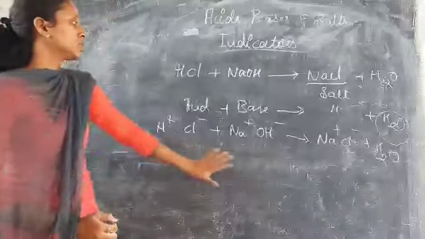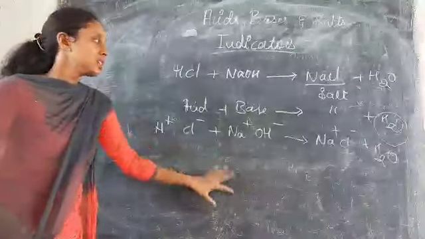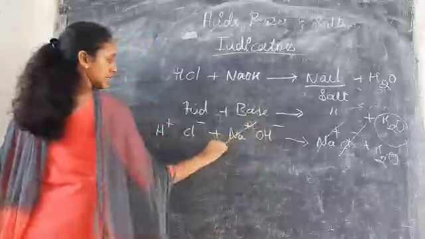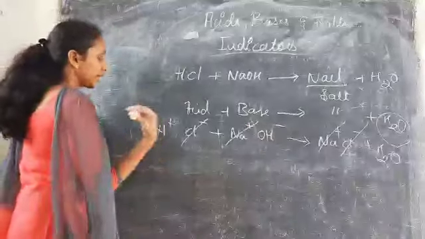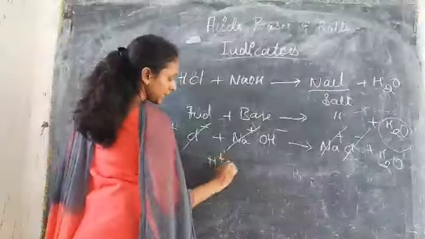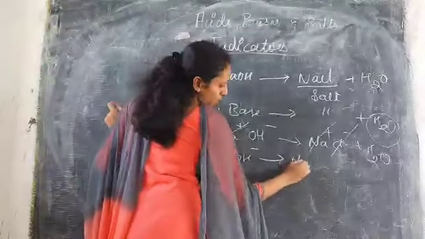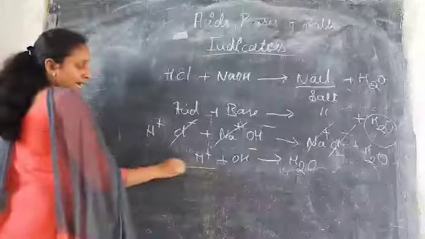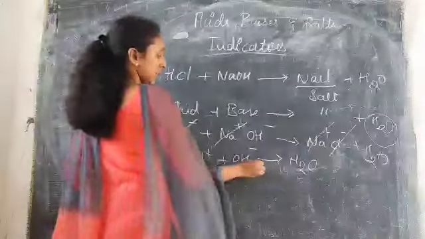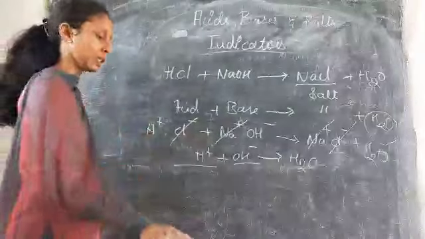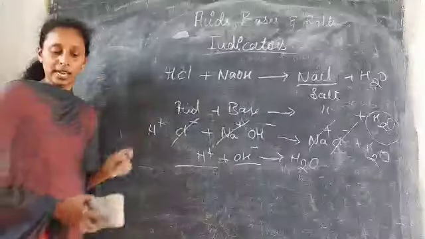Here there are ions, we dissociated into ions. So cancel the similar ions. Now what is remaining? H plus with OH minus will give you water. So this is an acid which has H plus, a base which has OH minus, which forms water, which is involved in the pH of the solution. So this is about neutralization.